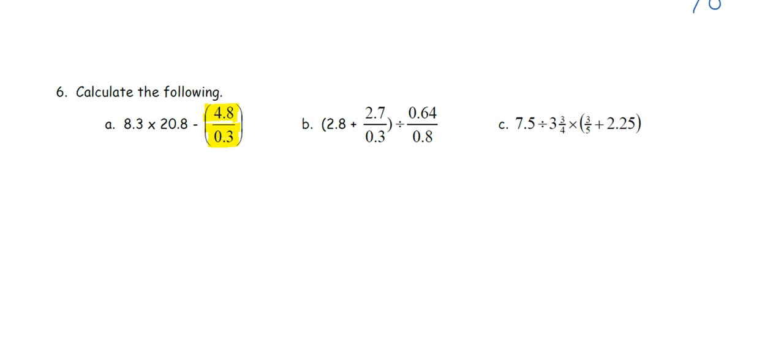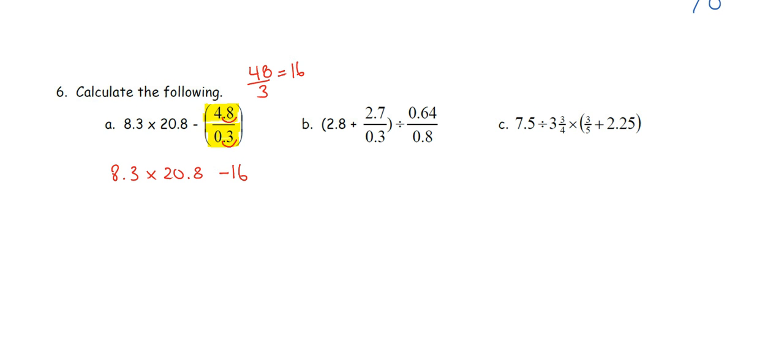If you move the decimal spot one place over, and if you move the denominator's decimal place 1 point over, that's the same thing as 48 divided by 3. So 48 divided by 3, that's going to be roughly 16. So you can change this question to be 8.3 times 20.8 minus 16.